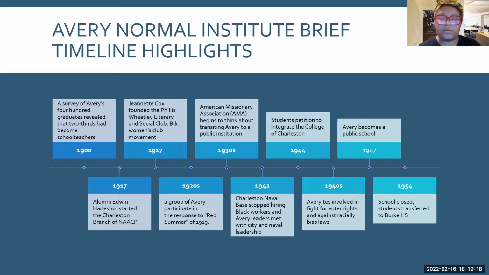Then in 1917, the wife of the principal of Avery, Jeanette Cox, founded the Phillis Wheatley Literary and Social Club, and this club and other clubs are really part of the Black club women's movement. And so you kind of see that the alumni of Avery and the community that surrounded Avery really pushed the limits of social activism and activating for equality in the Charleston area. And so Avery was seen as a guiding light to support Charleston society.